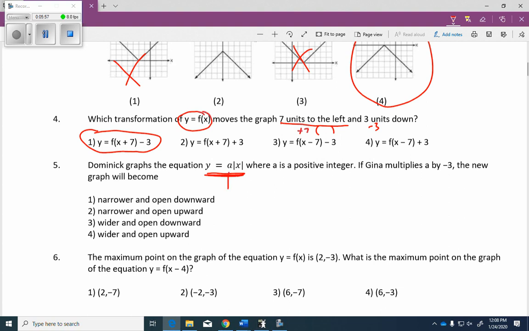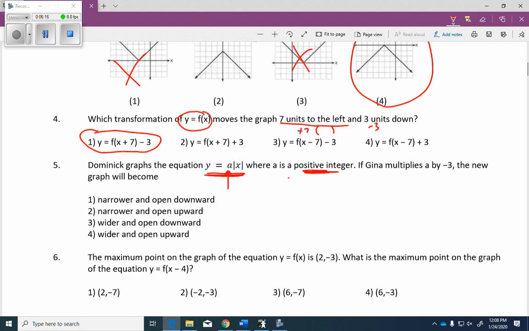And A is a little general. A is some number. Remember, this number in front of your absolute value symbols changes the width of the V. Also, if it's positive, it opens up, or if it's negative, it opens down. Here they're saying it's positive, so I know it's opening up.